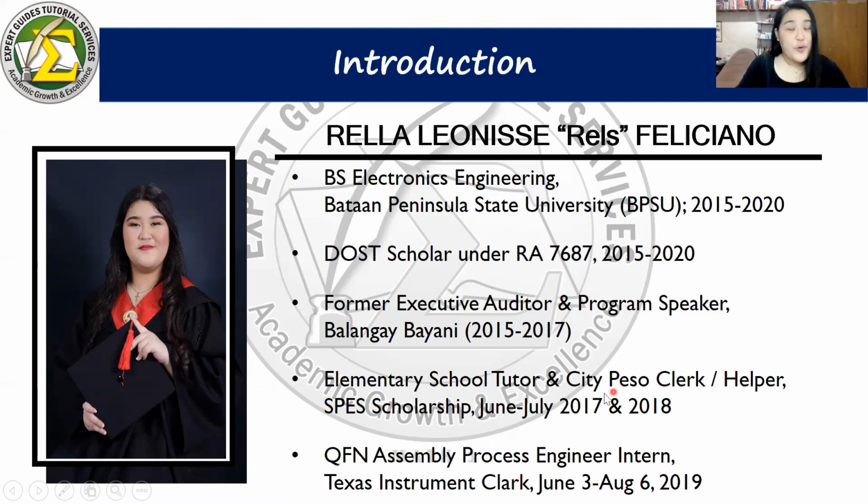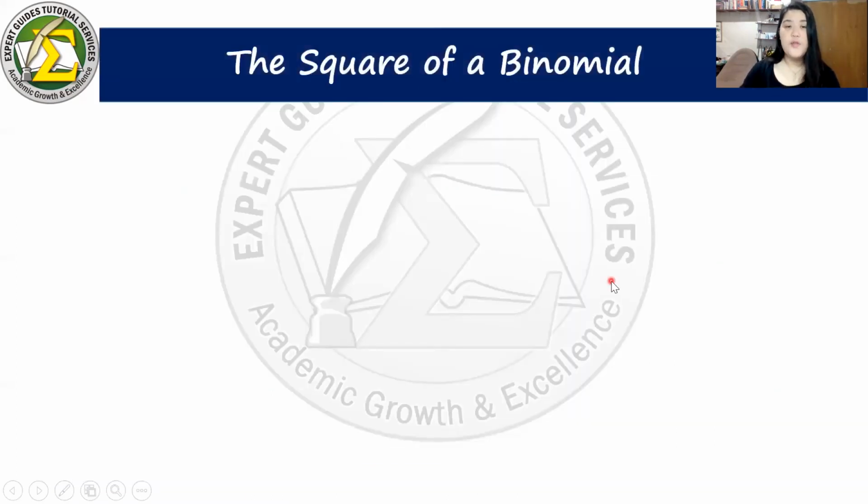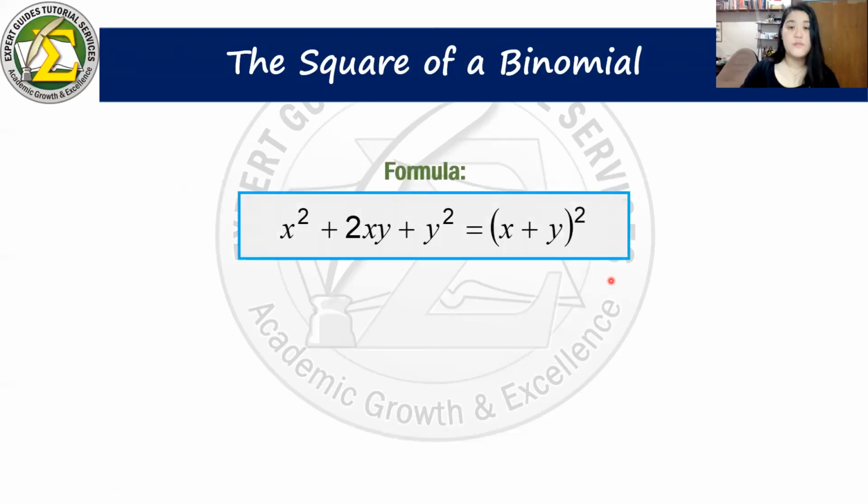Now, let's move forward. Another special polynomial is the square of a binomial, also known as the perfect square trinomial. So when it comes to this one, if you were given two terms, which are x and y, and they're going to be squared, for example, like this one, you're going to get the square of the first term. This is going to be x squared.